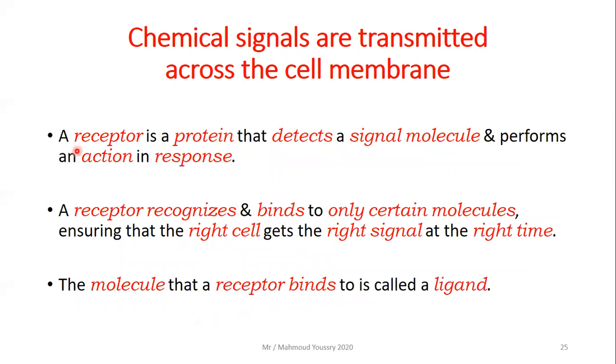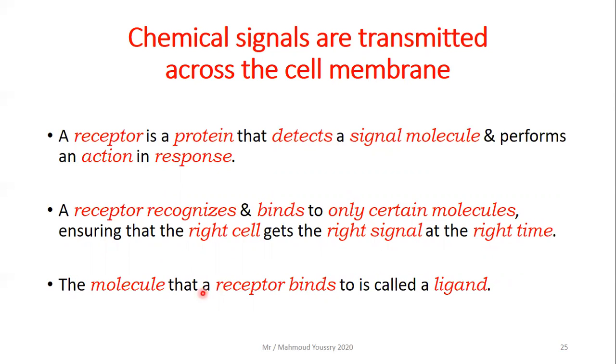Let's see. A receptor is a protein that detects a signal molecule. You remember the identification tags? So a receptor is a protein that detects a signal molecule and performs an action in response. A receptor recognizes and binds to only certain molecules. Do you remember the enzymes? Ensuring that the right cell gets the right signal at the right time.